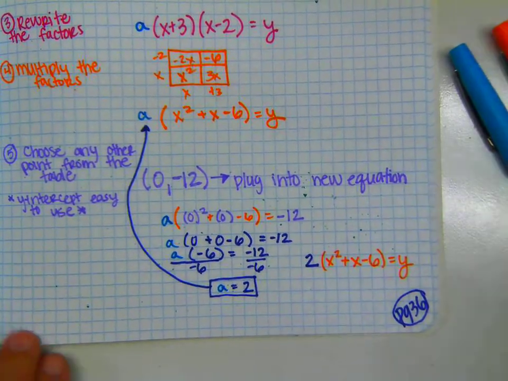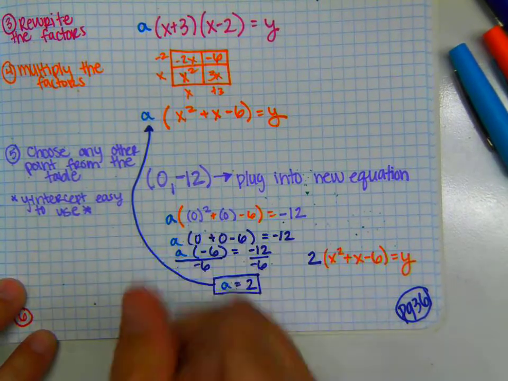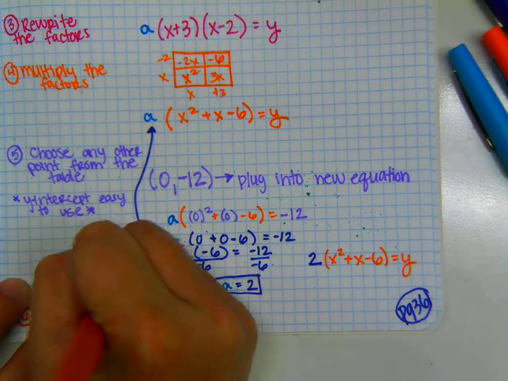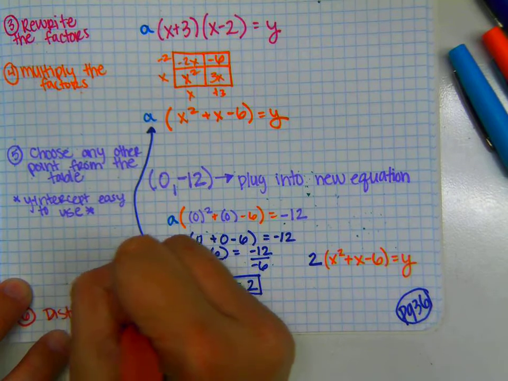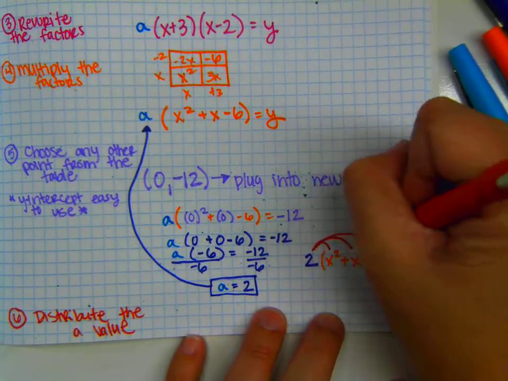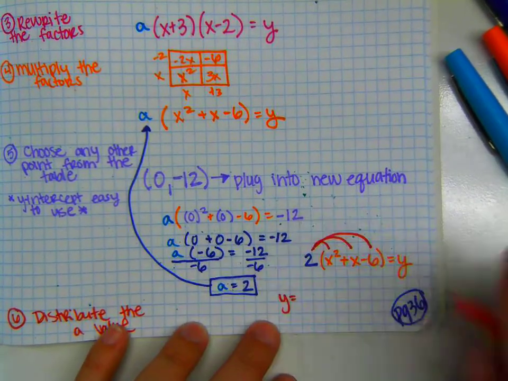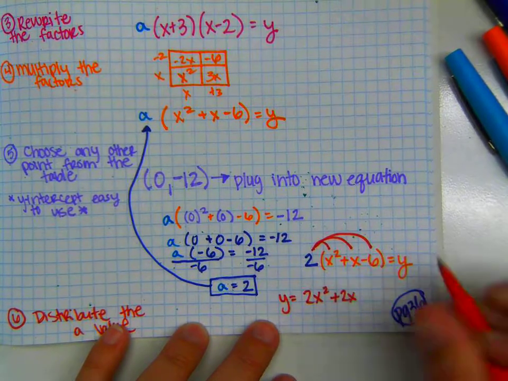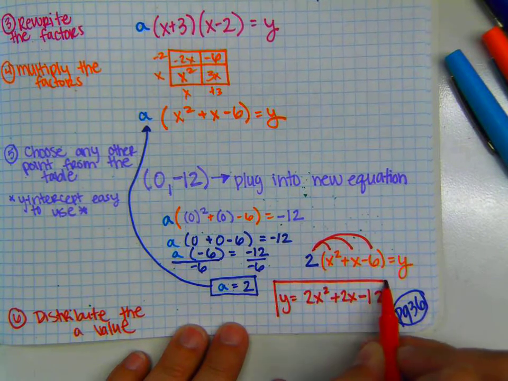And then the very last thing you're going to do, this is going to be step 6, is going to be to distribute the A value. So I'm going to take this and I'm going to distribute it to everything on the inside, and I'm just going to move the y out front. It doesn't matter though. Y equals 2x squared plus 2x minus 12. And that's the equation of our parabola.